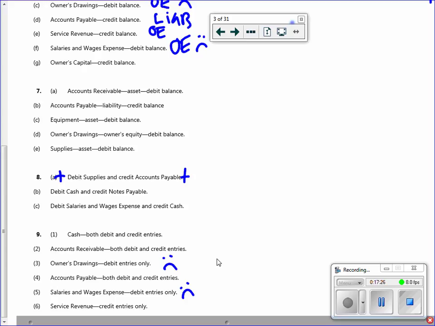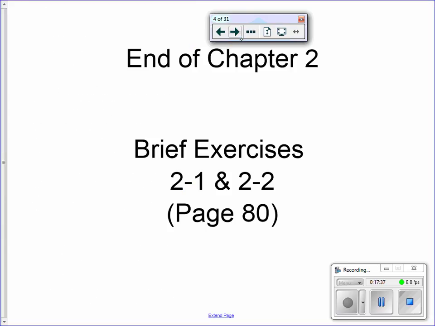What do you think? Did it go okay? This is much harder to do than the giant T. So you have to really think about it. Let's do a couple together.